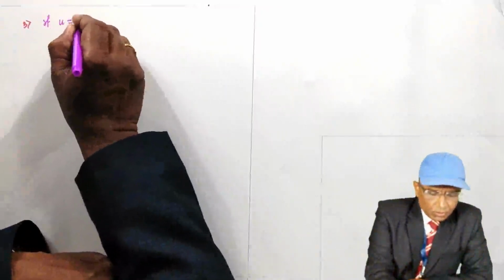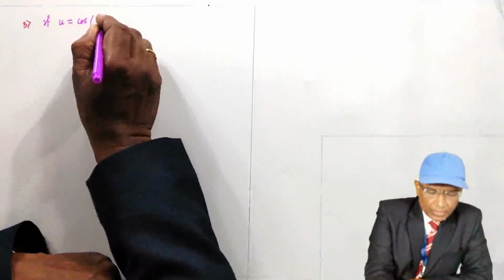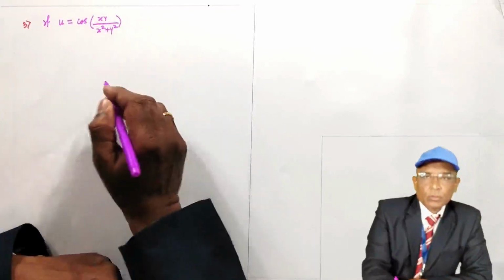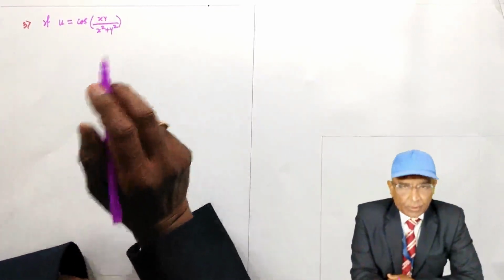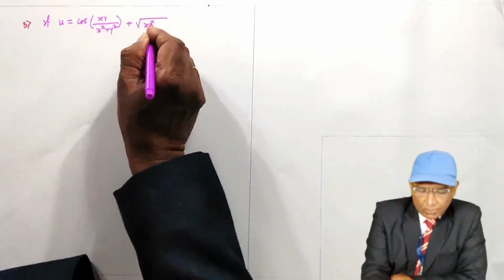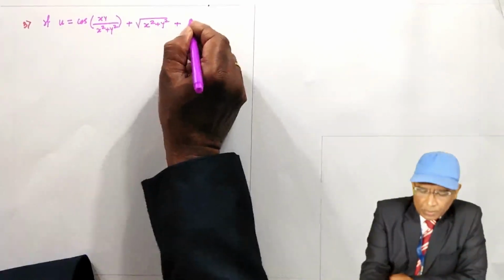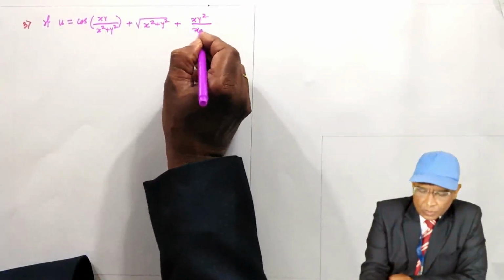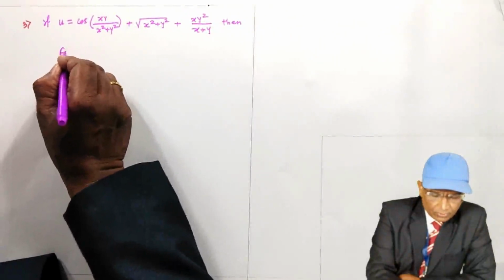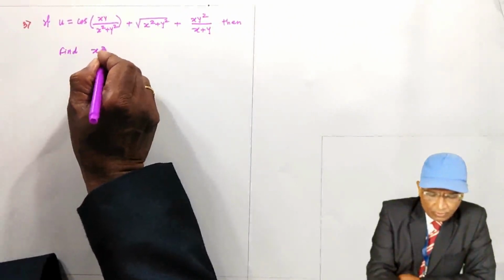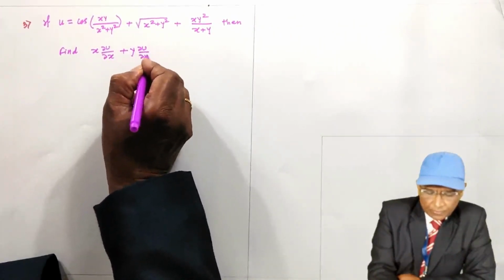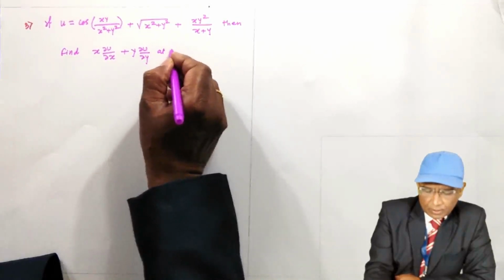If u equals cos of xy by x square plus y square, plus under root x square plus y square, plus xy square by x plus y, then find the value of x del u by del x plus y del u by del y at the point 1, 1.